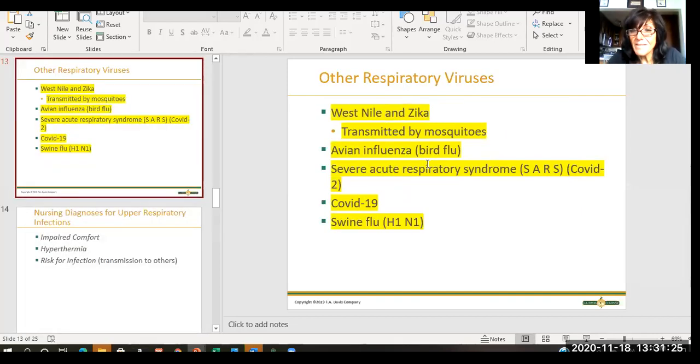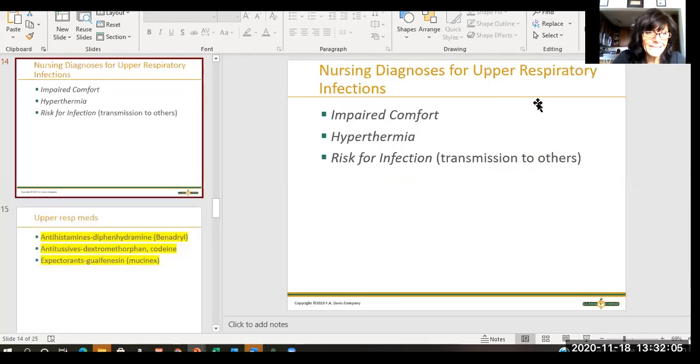Some other respiratory viruses, just so you're familiar with the names, the West Nile virus and the Zika virus. Those are transmitted by mosquitoes. Okay? The avian flu, bird flu, transmitted by birds. SARS is COVID-2, right? Then we have COVID-19, which we're all familiar with at this point, swine flu, H1N1. And there are other COVIDs, MERS, Middle Eastern Respiratory Syndrome is COVID. Okay, so coronaviruses have been around for a long time. They're not new. This particular one is new. Okay, so just so you are familiar.